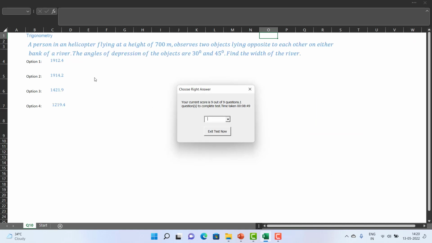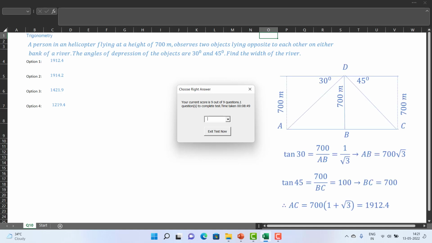Bravo. A person in a helicopter flying at a height of 700 meter observes two objects lying opposite to each other on either side of the river. That is, on either bank of the river. The angles of depression of the objects are 30 degree and 45 degrees. Find the width of the river. We can draw a vertical line of height 700 and draw a horizontal line. Draw a horizontal line below also for finding the distance between the objects. Let A and C be the objects, and BD is the height 700.